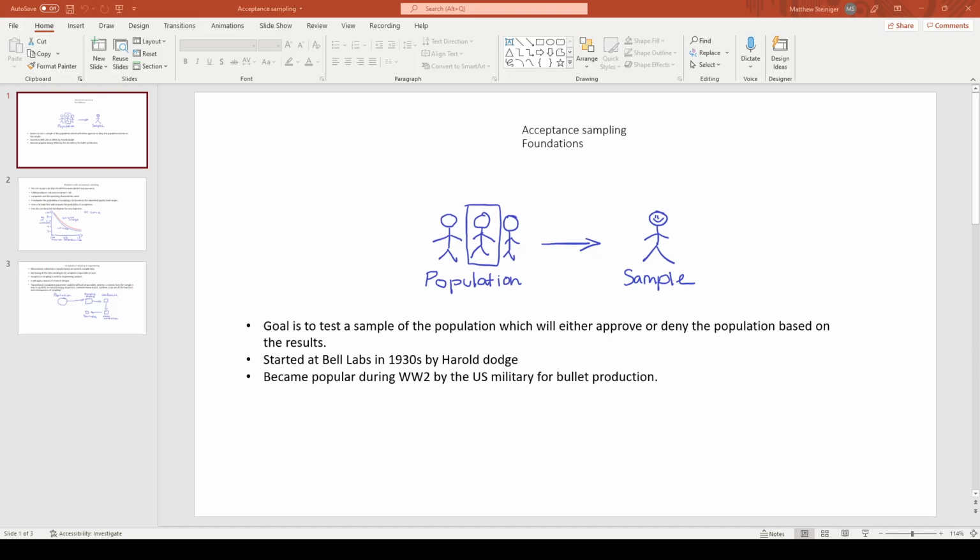My topic for our speech was acceptance sampling. Acceptance sampling's goal is to test a sample of your population, which will then either approve or deny the entire population based on the results. As you can see, if you have a population of 3, you're only going to pick 1 for your sample, and if the 1 turns out good, then all 3 are approved. It was started at Bell Labs in the 1930s by Harold Dodge and became popular during World War II by the U.S. military for bullet production.